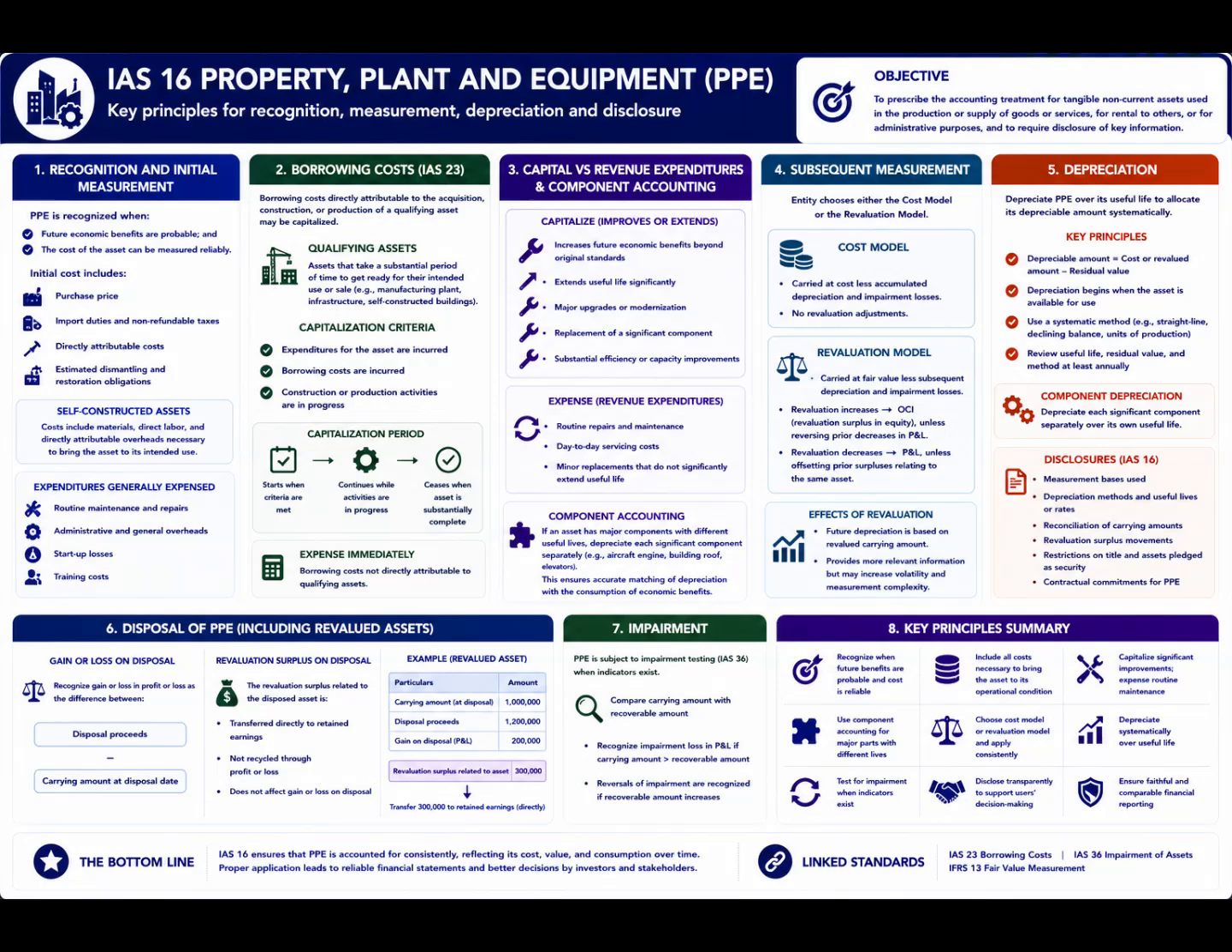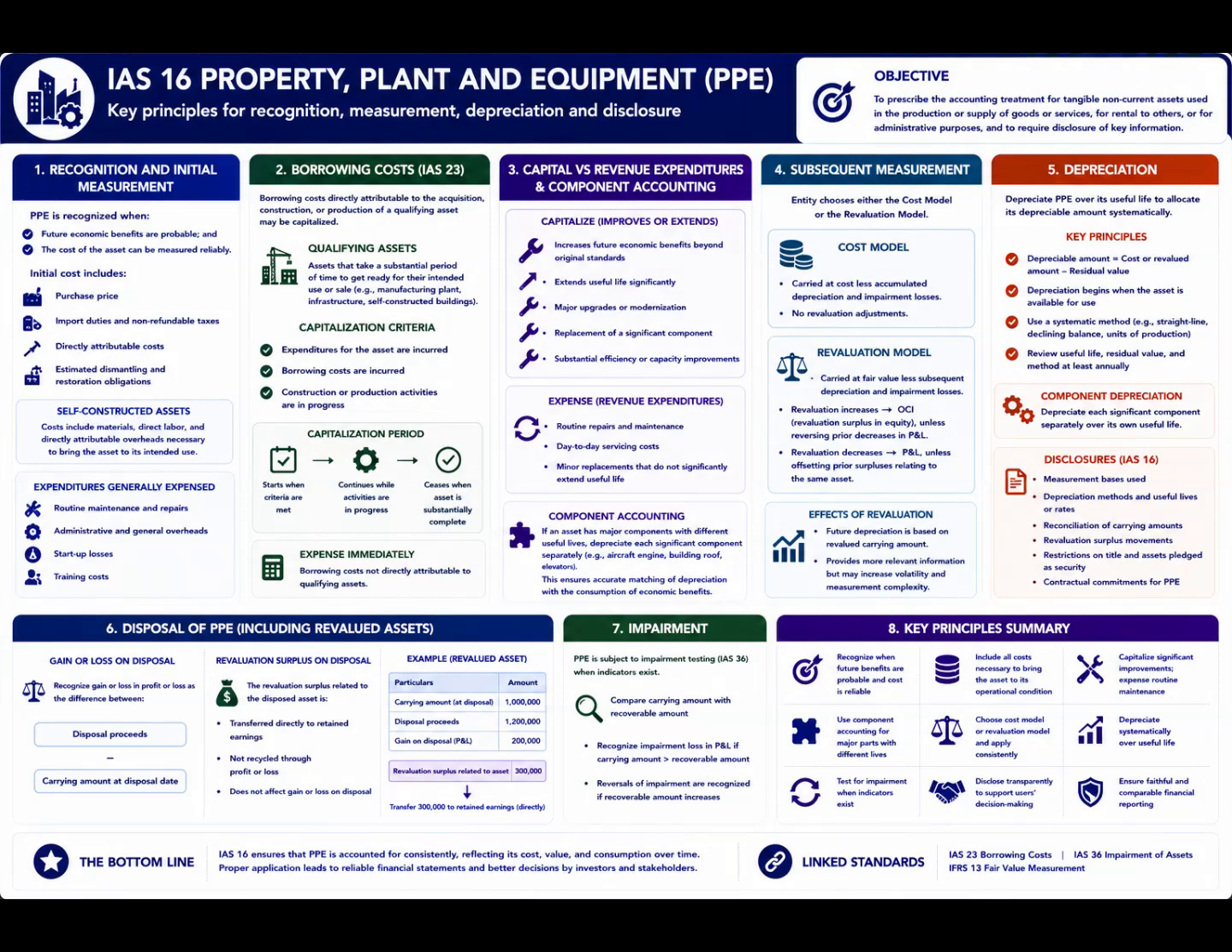IAS 16 also distinguishes between capital and revenue expenditure in subsequent accounting periods. Subsequent expenditures are capitalized only if they improve the asset beyond originally assessed performance standards or extend useful life significantly. Examples include major upgrades, replacements of significant components, or substantial efficiency improvements. Routine repairs and maintenance, however, are recognized as expenses because they merely maintain existing operating capacity.